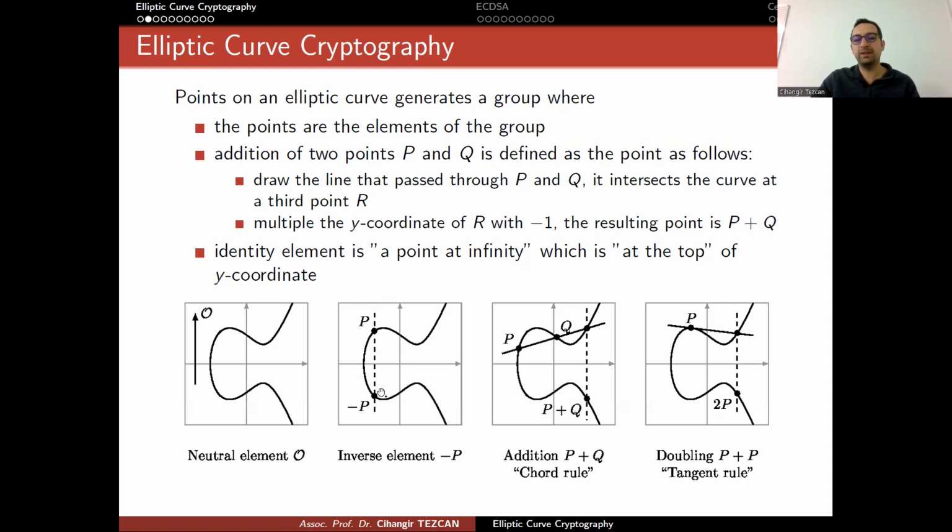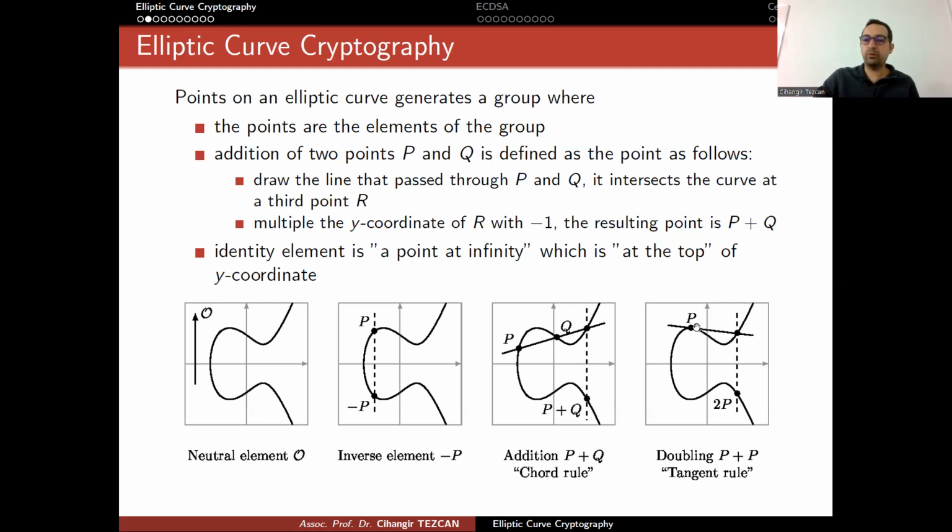So minus P is actually this point. Because now if you add these 2 points, you draw the line that passes through minus P and P, it intersects the curve at some place at infinity, we say. This is why we call this O notation the point at infinity.